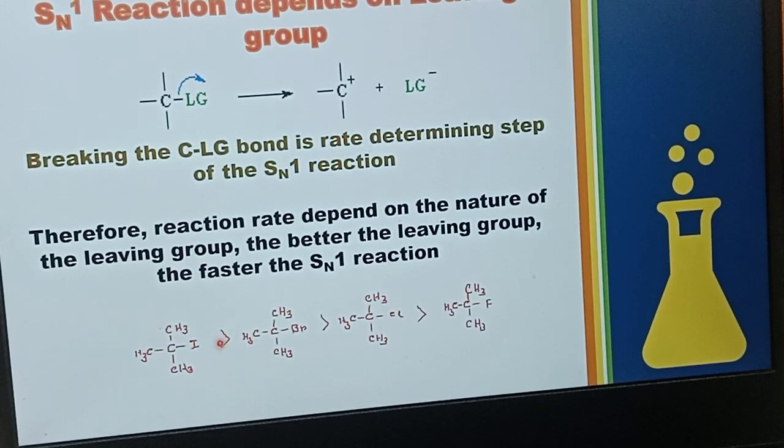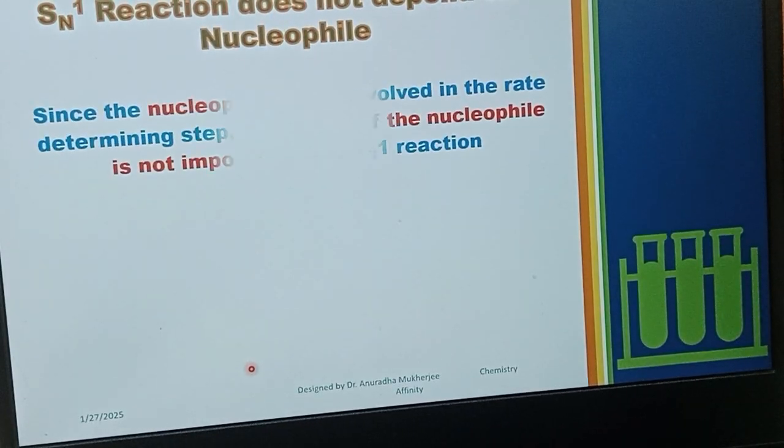So a better leaving group is necessary for SN1 reaction, because the reaction rate depends only on the substrate, not on the nucleophile. Which means the bond should be weaker. You need less bond dissociation energy to break this carbon leaving group bond. So you always have to take a leaving group which we can easily break. One thumb rule to always remember: if you introduce a bulky group or bigger atomic size group, it will be easy to break. Clear? Okay.